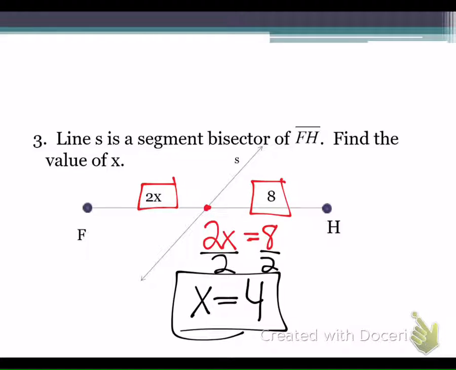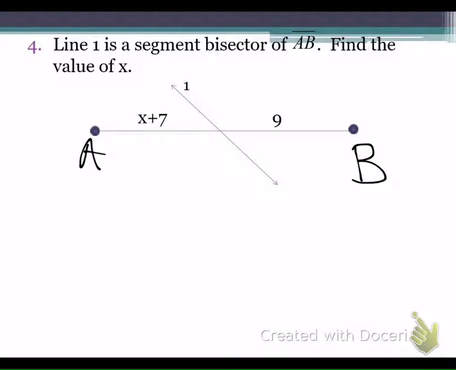What are your questions? So if line A is the segment bisector of segment AB, find the value of x. So again, just take a minute. This should not take long. It's not a super challenging equation. Once you find the value of x, plug it back in and see if it makes sense.